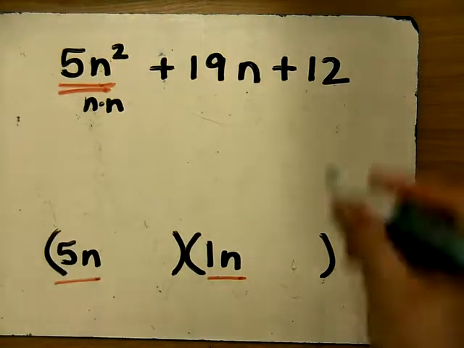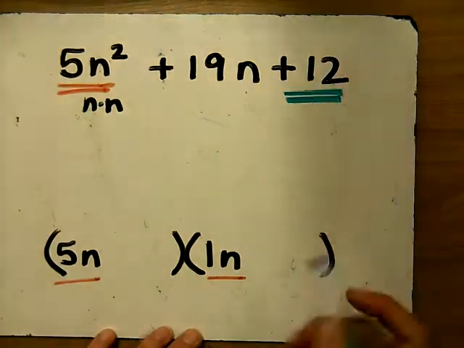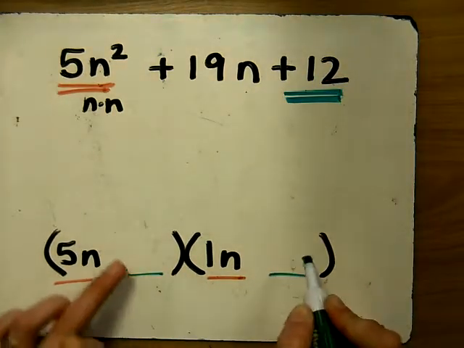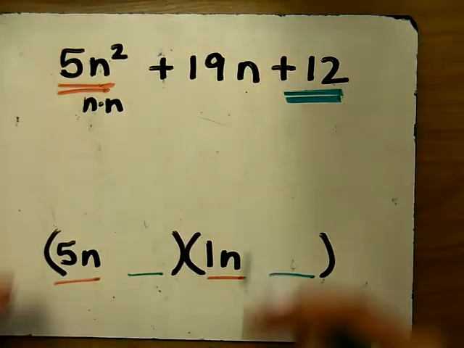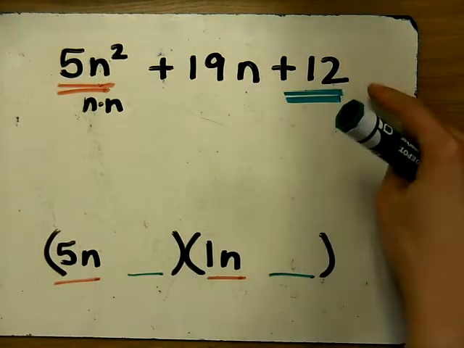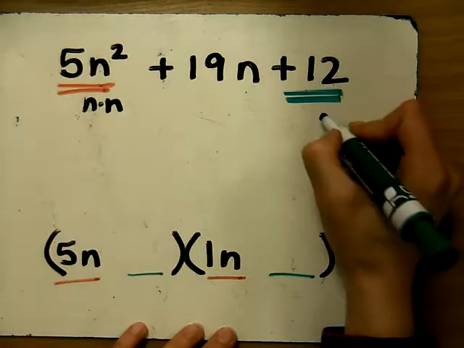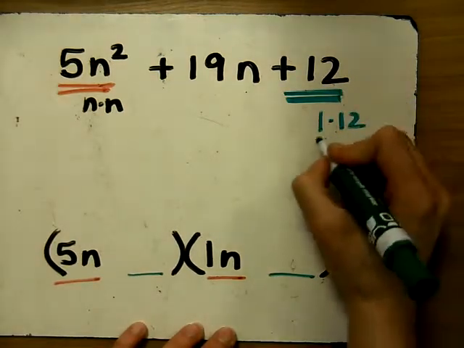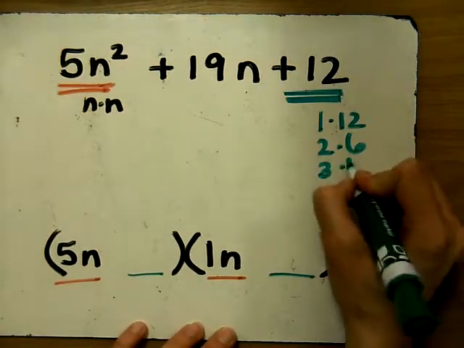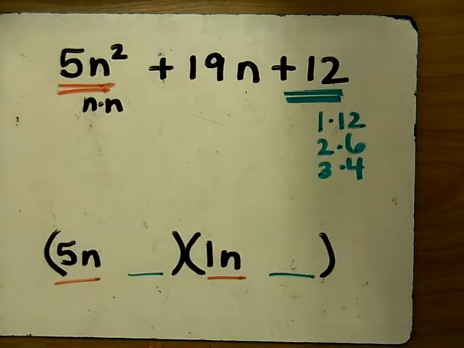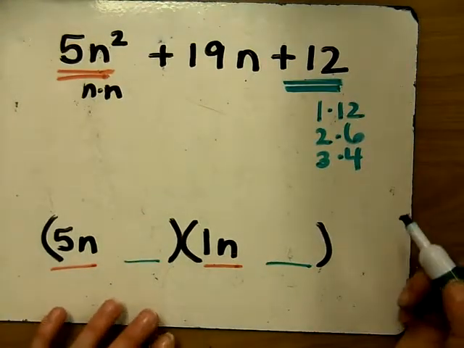And then we look at this last term, this 12. I want two numbers here that will multiply to be 12, because if I'm using the distributive property and working backwards, that constant term I get from multiplying the two constants in the binomials. Well, this is where it gets a little trickier, because there's a lot of things that multiply to be 12. So 1 times 12, 2 times 6, and 3 times 4. So we have a couple different options. And so what we have to do is test them out.